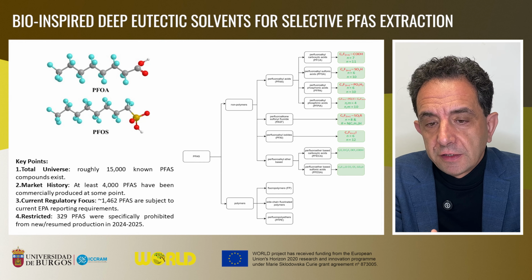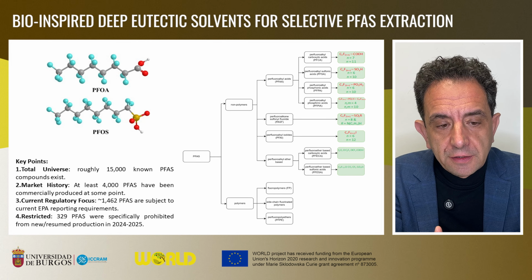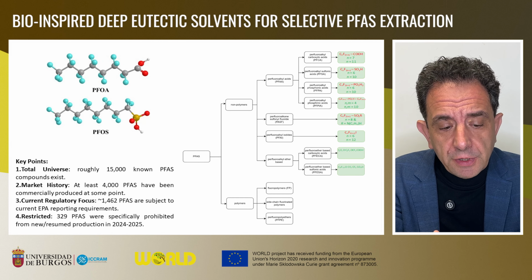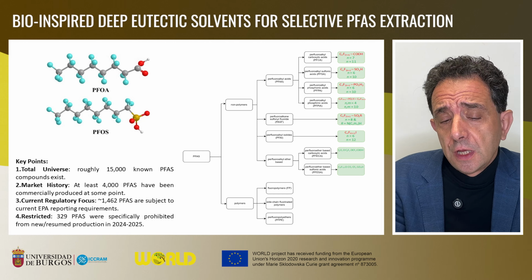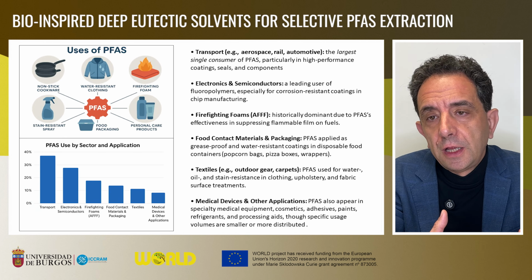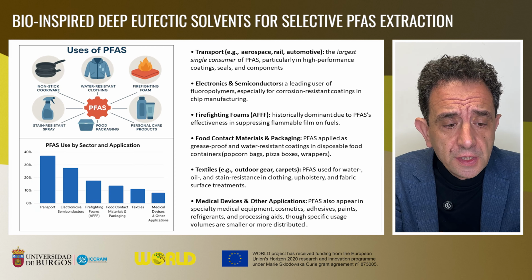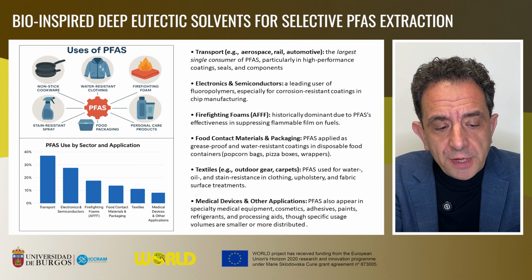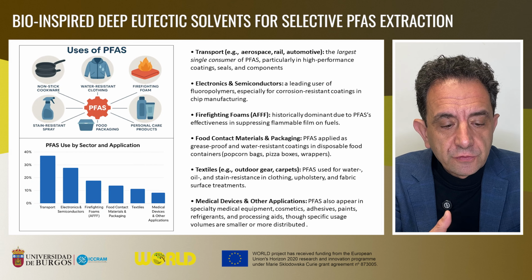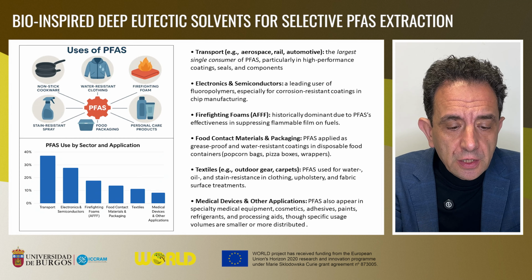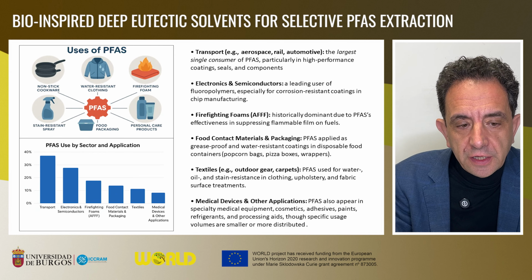4,000 of these compounds are still used in many different applications, and more than 1,000 of them are under strict regulations right now. Some of them have even been banned from use in many different applications. These PFAS are used for a lot of different applications. They are present in cookware, in firefighting foams, in many different food packaging compounds. So they are used in a large collection of applications, from transport to electronics to food to textiles. They are present all around us.